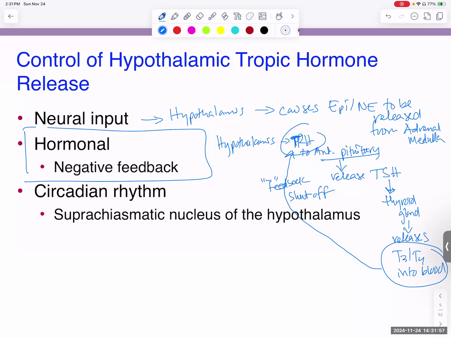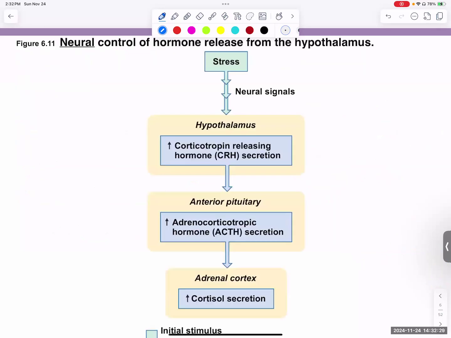Some hormones are just being secreted and then not secreted on a circadian rhythm. So the suprachiasmatic nucleus of the hypothalamus and also the pineal gland secrete melatonin throughout the day until about 1 a.m. Then it stops secreting melatonin until it starts up again midday. So that would be circadian rhythms.